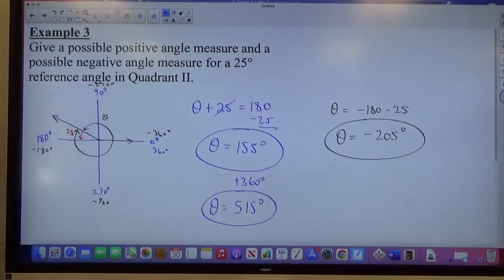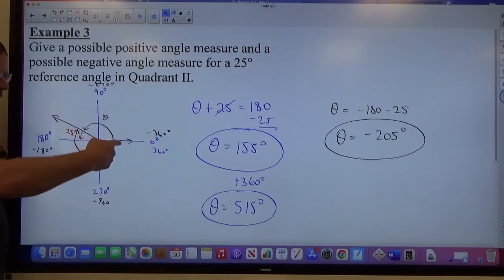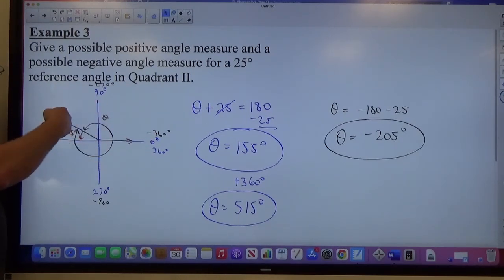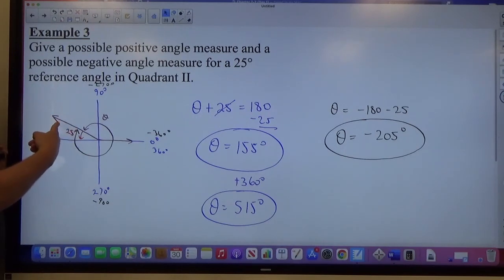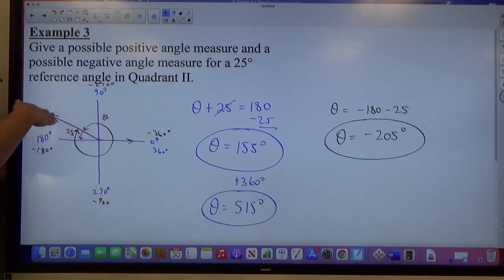So multiple answers possible. Main idea of today's lesson was standard position. Initial side's the positive x. We go counterclockwise in a positive direction to get to the terminal side. Reference angle lives from the terminal side to the x-axis. Second quadrant you go down, third quadrant you go up, fourth quadrant you go up, first quadrant you go down to get the reference angle. Always go from the slanty side to the x-axis.